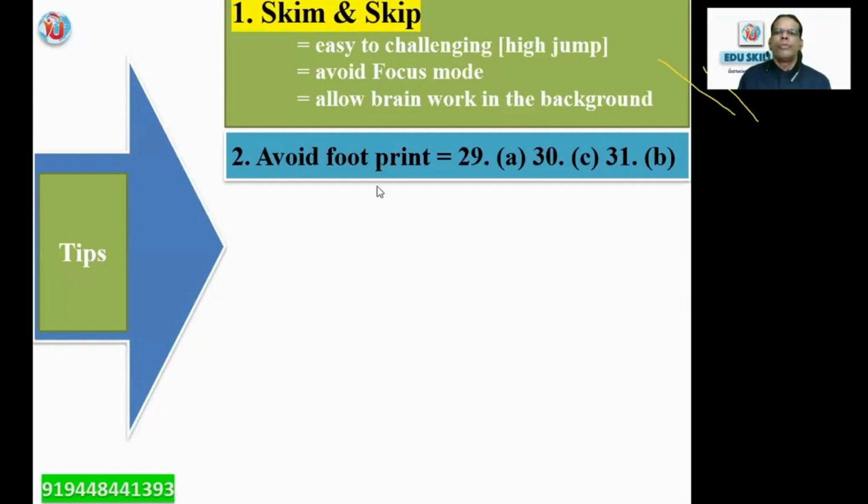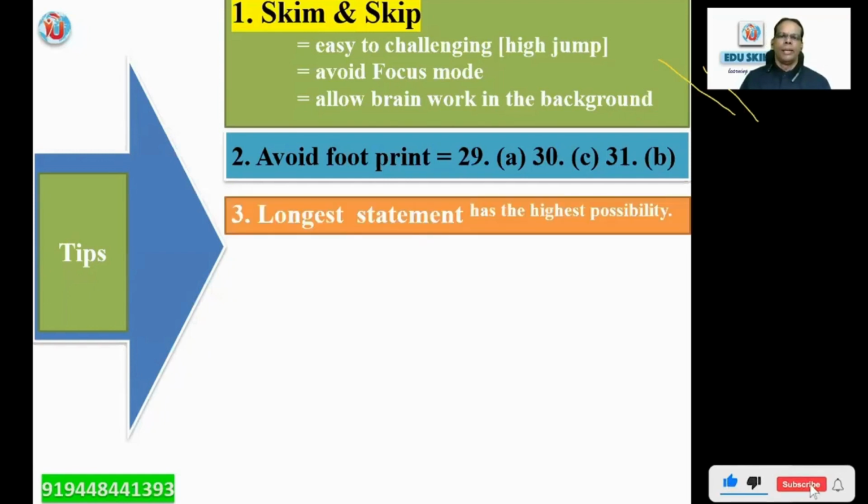And the second one, avoid footprint. Footprint means 29 is A, 30 is C, 31 is B. Normally, if 29 is A, after that for 30 you cannot think of A, most of the time. It is not always, but most of the time. And if 30 is C, you cannot think of 31 as C. That is called avoid footprint. It means don't take the same answer, the same option. So you can think of a different option. If there is a doubt, you can use this method, this tip.